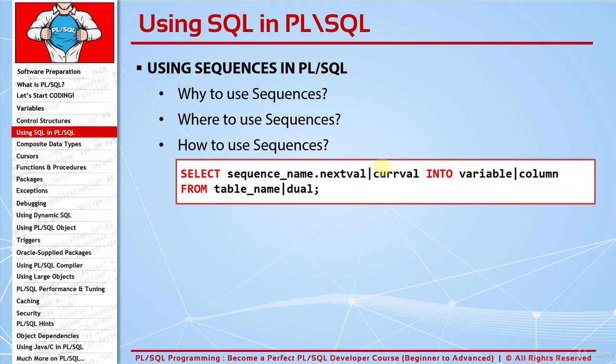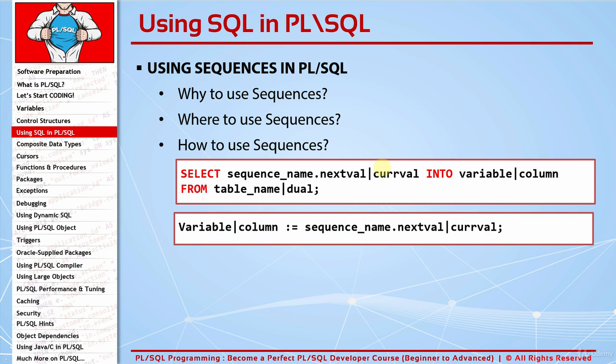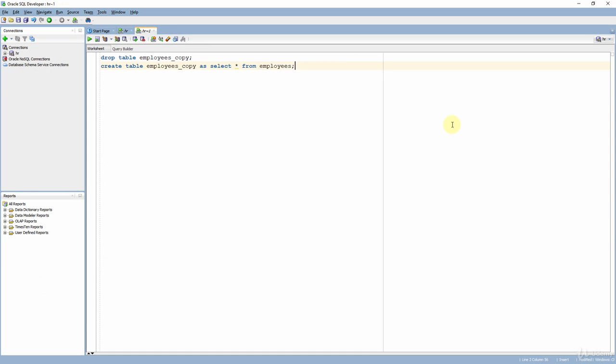But with 11G and later, you can use a sequence directly in an assignment. We simply write our variable name, or our column name if we use that in a trigger, and assign it our sequence value. This will also generate the next or current value of our sequence. Now, let's open up SQL Developer and make some examples. First, let's drop and recreate our employees copy table.